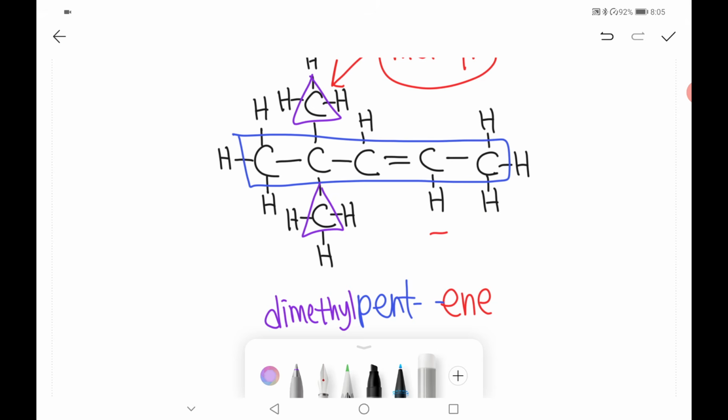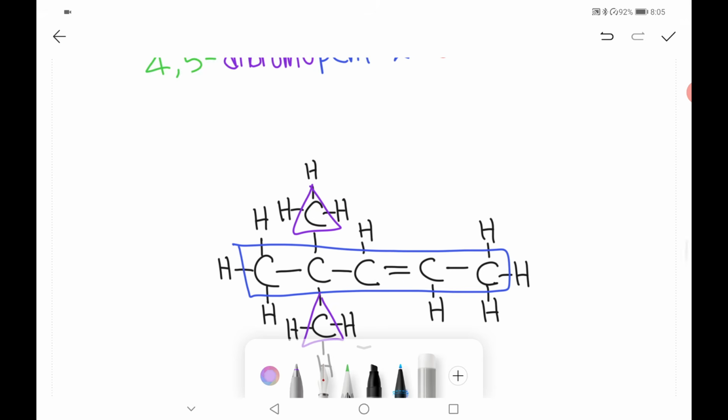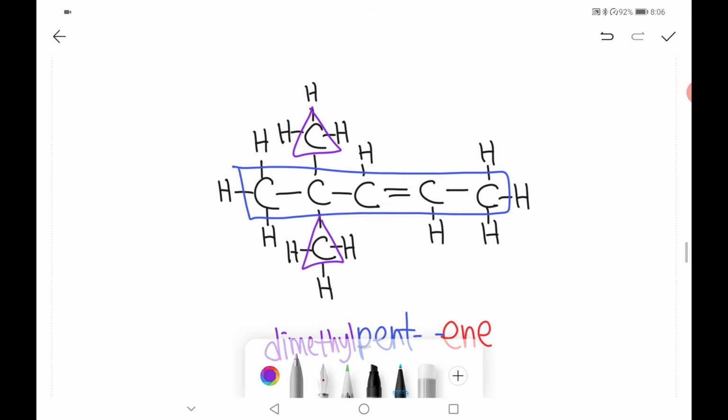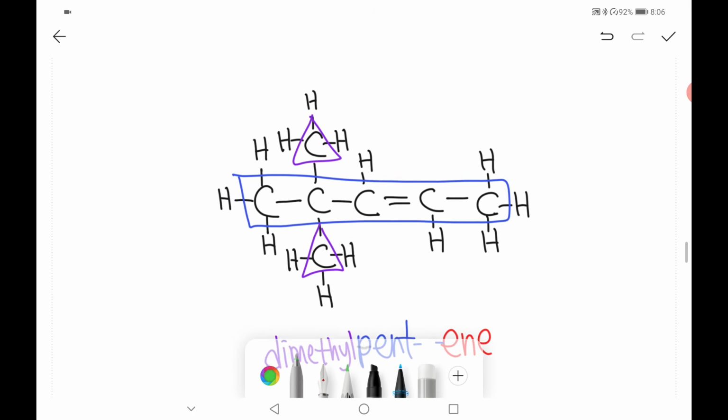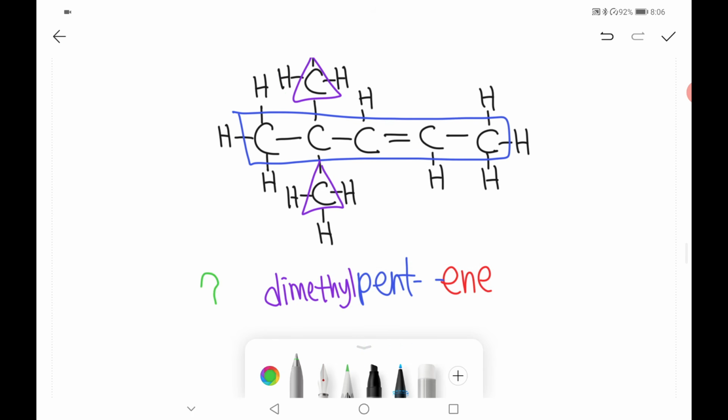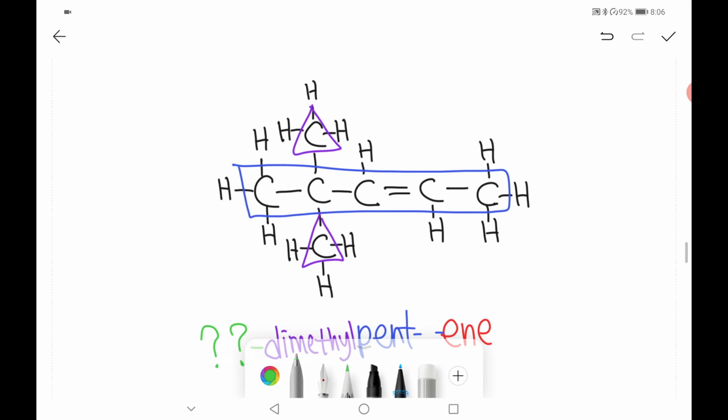Now we already named the branch, so we just move on to the last thing. The last thing we need to know is how to give the position number to the branch. Since we have two branches, we need to put two numbers here. The number and the alphabet need a dash. Don't forget to put the dash.